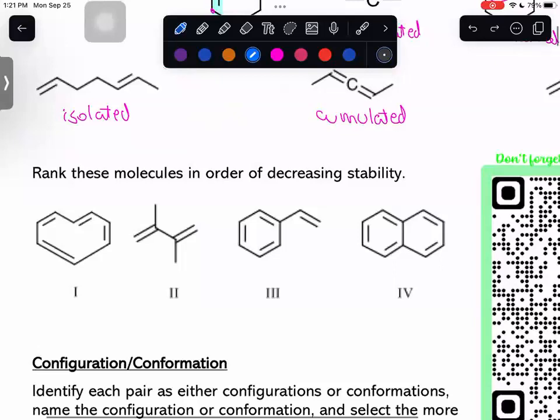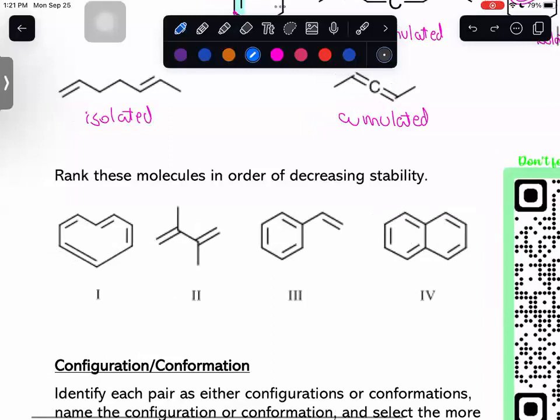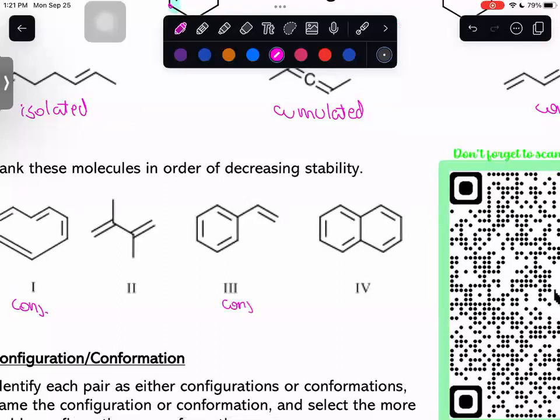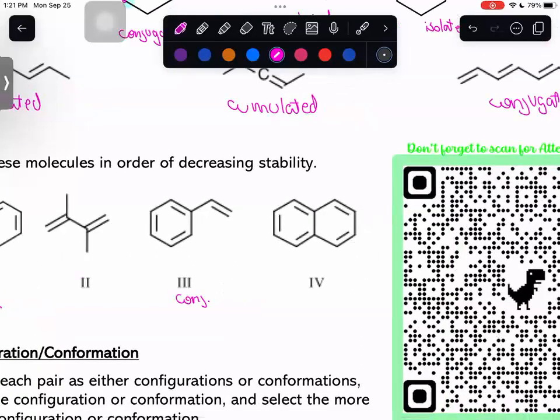Okay. Which molecule do we think is gonna be the most stable? 1, 3, 4. Okay, so to find the most stable, what are we trying to find? The most conjugated overall. So I heard 1, 3, and 4 overall. No, the very first one is conjugated. You guys are correct. Third one, it's also conjugated. Very last one, it's also conjugated.